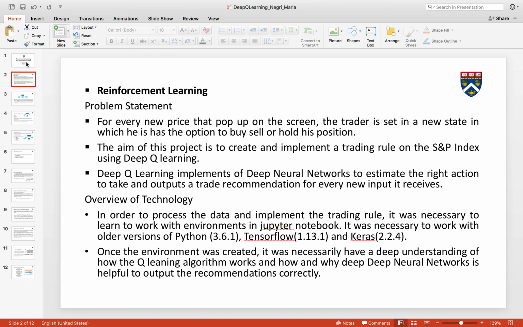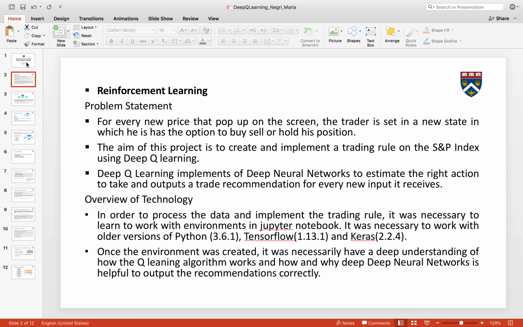For every new price that pops up on the screen, the trader is set in a new state in which he has the option to buy, sell, or hold his position. The aim of this project is to create and implement a trading rule on the S&P index using DQ learning.